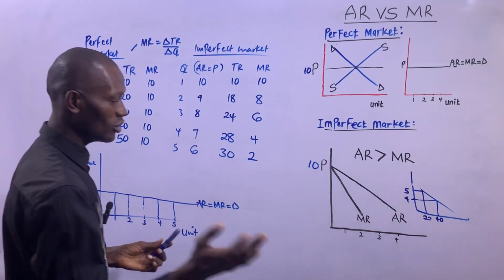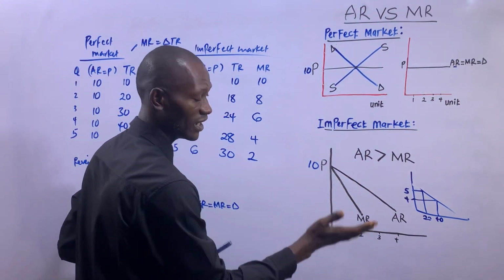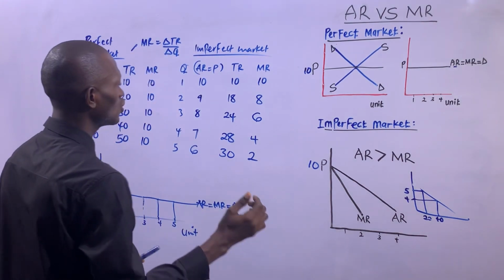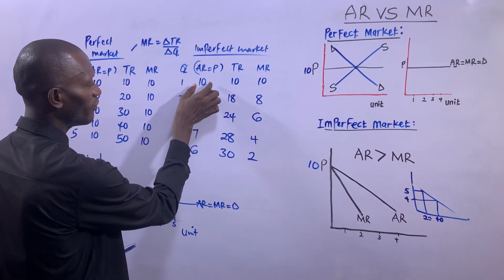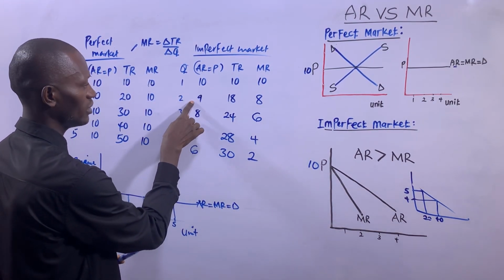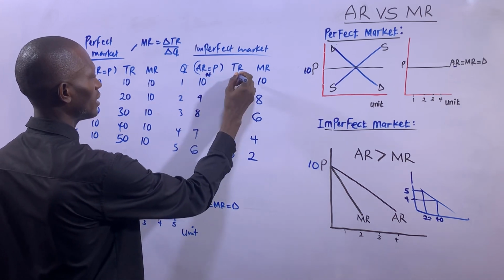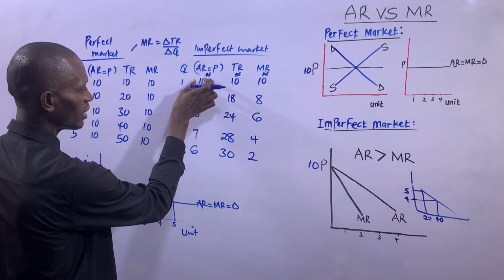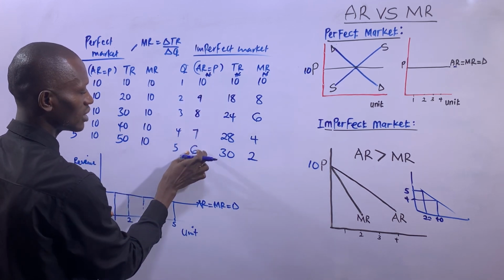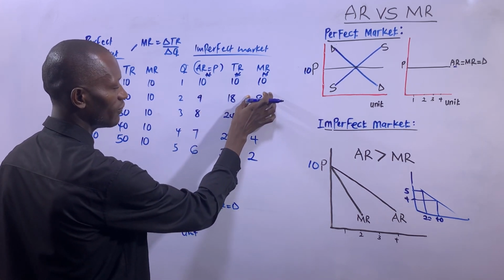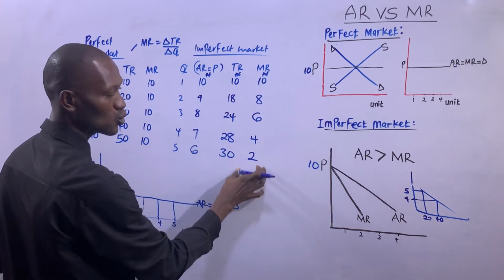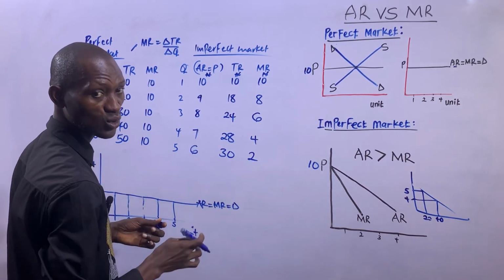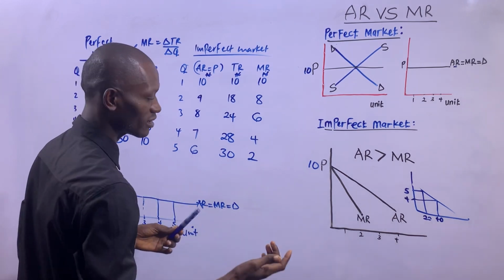So going by what we explained earlier, marginal revenue lies below the average revenue. Here, average revenue falls by 1 naira. Look at this. This is price, in naira currency. So it falls by 1 naira from 10 to 9 to 8 to 7 to 6. But marginal revenue falls faster, by 2, from 10 to 8, 8 to 6, 6 to 4, 4 to 2. So that's basically what we have here.